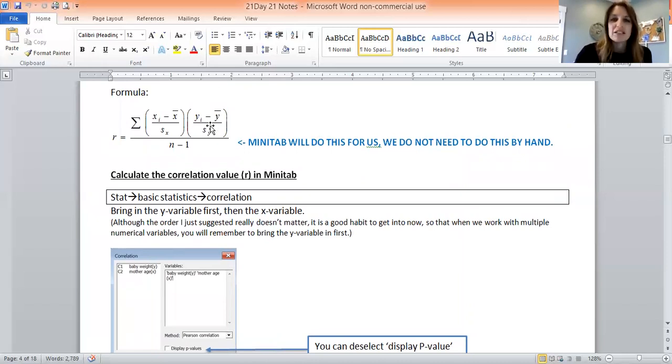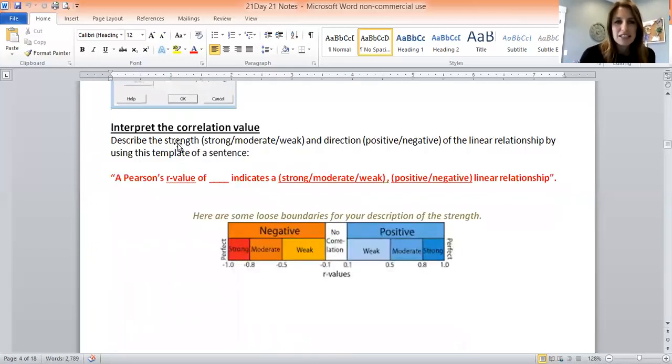We don't need to. So like I said right here, Minitab's going to do this, but as you know, I'd like to show you what Minitab does for us so you get a better understanding of what's going on. Okay? So I don't want to scare you by that calculation. I just like to show it to you.